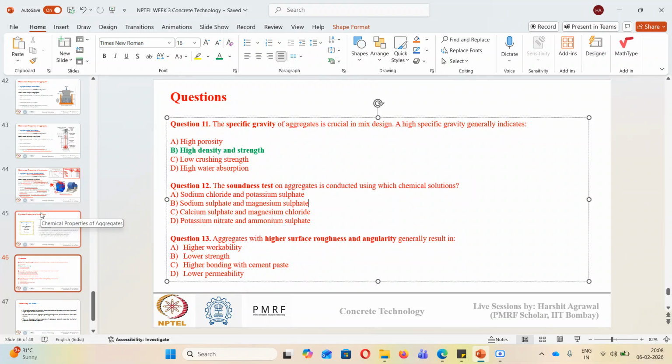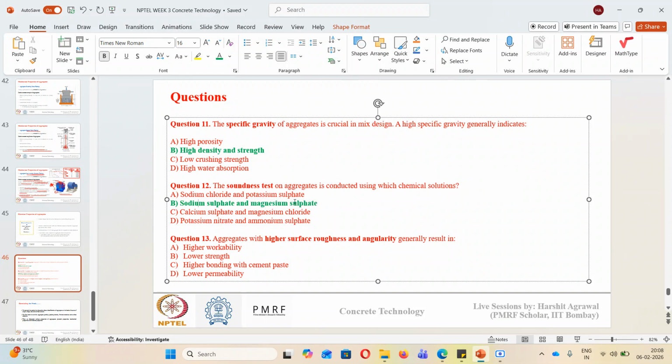When I talked earlier in the previous slide, I didn't tell you the chemicals that are required for the soundness test. These chemicals are sodium sulfate and magnesium sulfate. As I told, if certain impurities are present inside aggregates, they will interact with water and can cause formation of some expansive product inside concrete, which is not desirable for us. So how to check whether such impurities are present or not? We use sodium sulfate and magnesium sulfate.